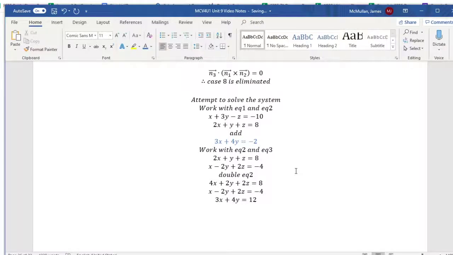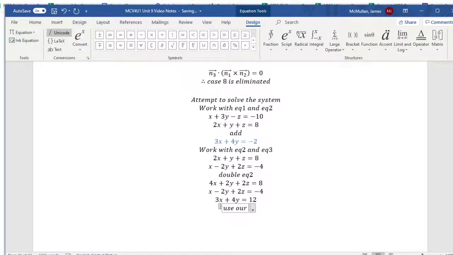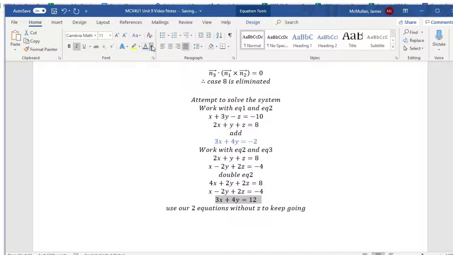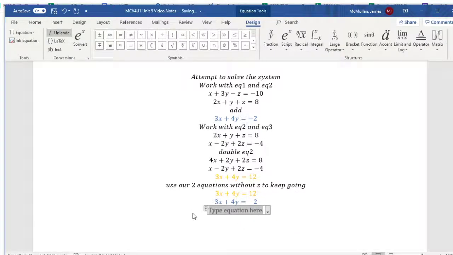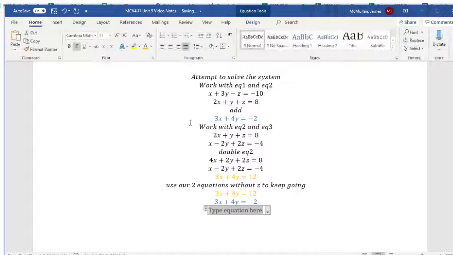And this is going to be, use our two equations without z to keep going. This will be our orange equation. Okay, so we'll copy that down there, copy this underneath it, and if you look closely, what you're going to see here is that you can subtract right off the bat because they are parallel with one another.